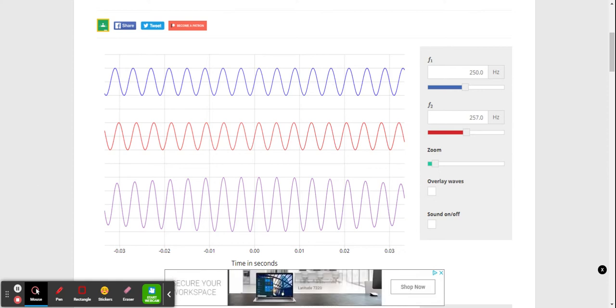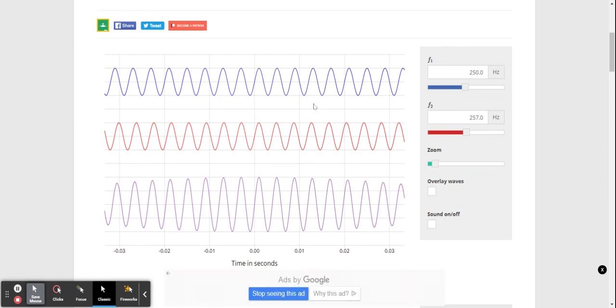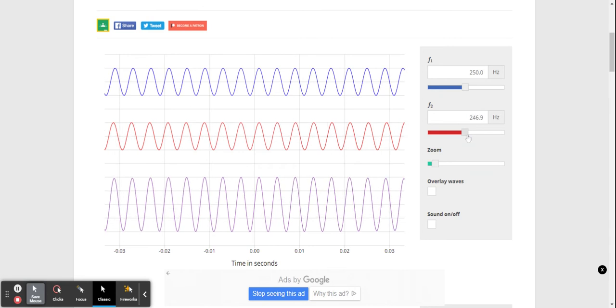Okay, so this is a little simulation to demonstrate how waves can interfere constructively or destructively. If I get the wave pattern to be the same, I think I can type it in. So 250. Then we have constructive interference.